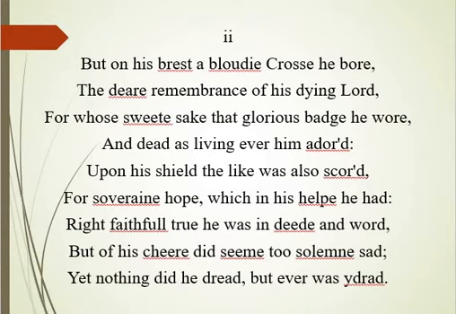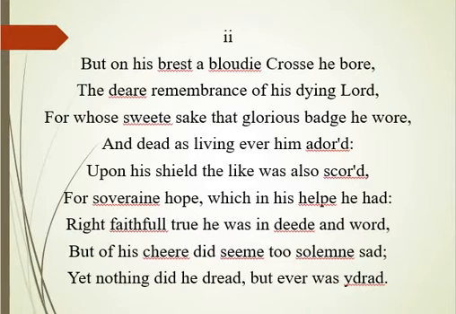So my dear students, this explains the physical appearance that he has. He had the red cross on his breast, and he also wore a badge for the remembrance of his Lord. So dear students, upon his shield the like was also scored, for sovereign hope which in his heart he had. So we can simply say that on his shield the like was also scored.